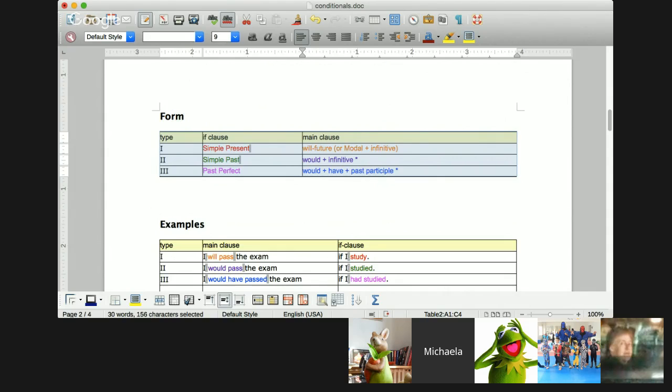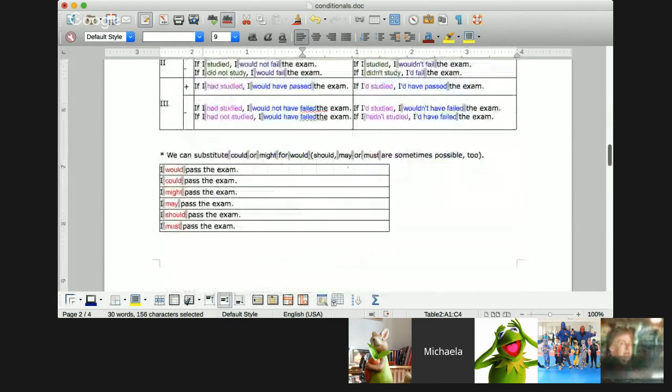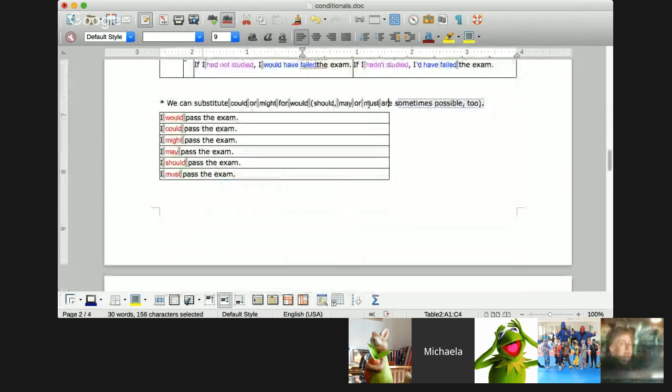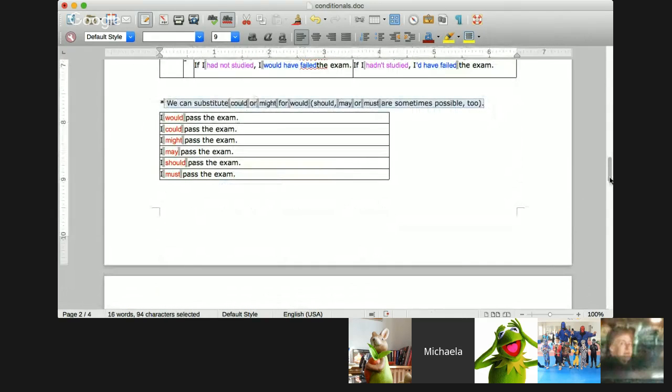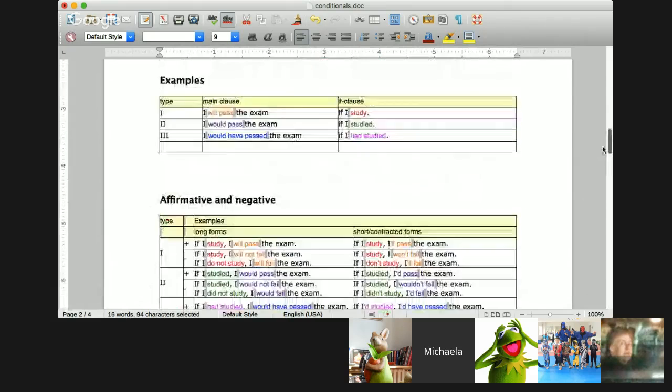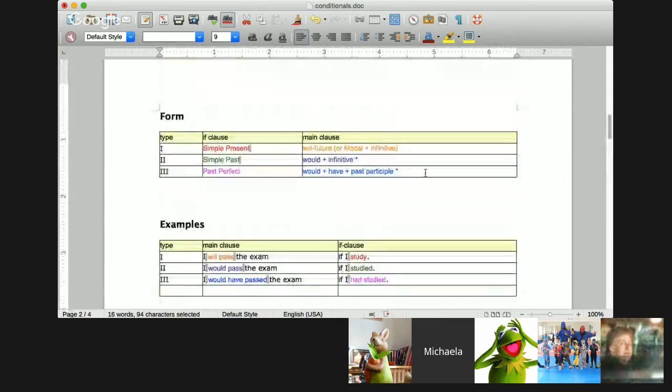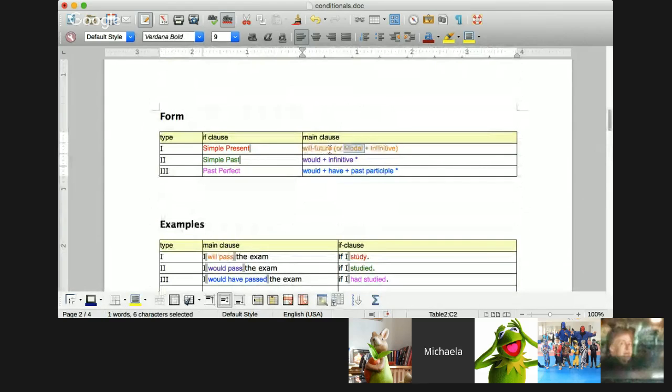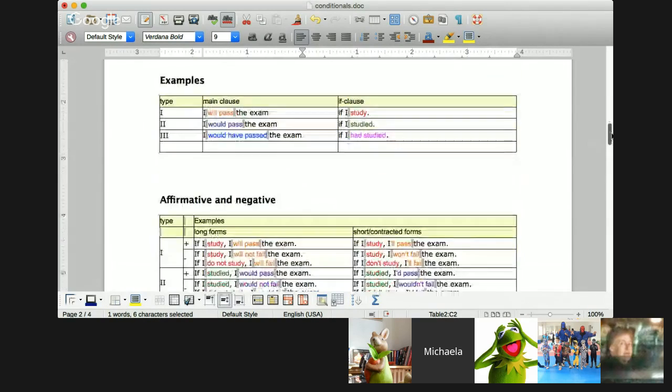Thanks. And you'll notice that there's an asterisk there on type 2 and type 3. That relates to this note all the way below, where we talk a little bit about substituting other modal verbs. And that works for type 1 as well. So type 1 could be a modal verb plus an infinitive or the will future. All of those could use different modal verbs. You could substitute could or should instead of would. Depends on what you're trying to say. And we'll practice with that in a minute.